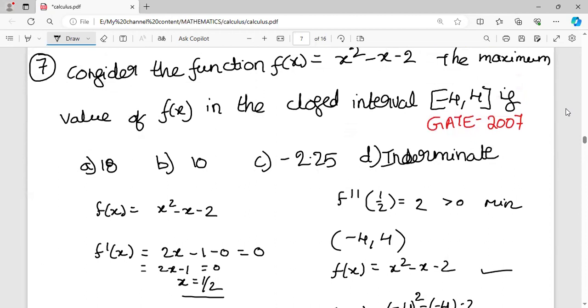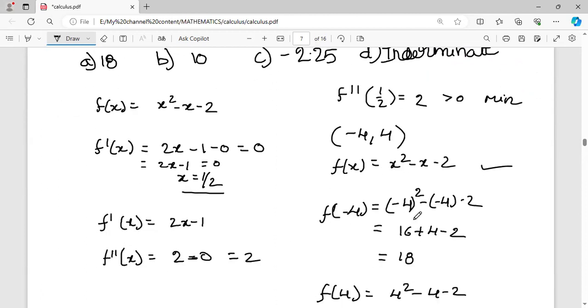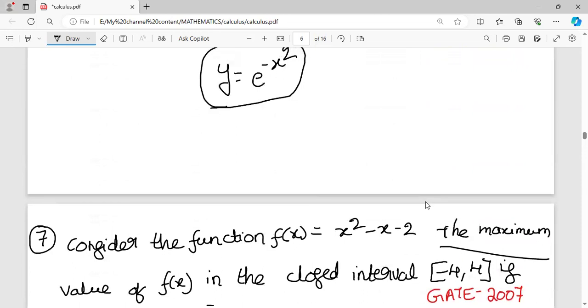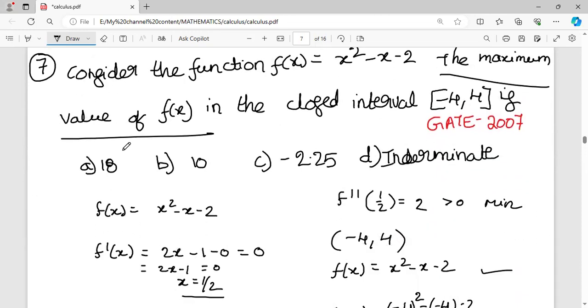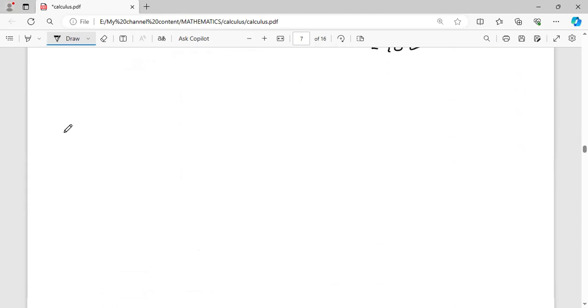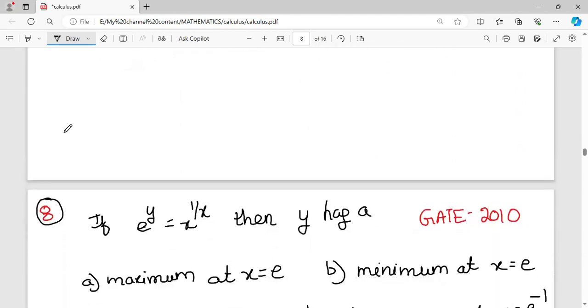So what are they asking in our problem? The maximum value of f of x. Here at minus 4 we get 18 and at 4 we get 10. So the maximum value we get is 18. This is the correct option, 18. In this way we can find the maximum values and minimum values.